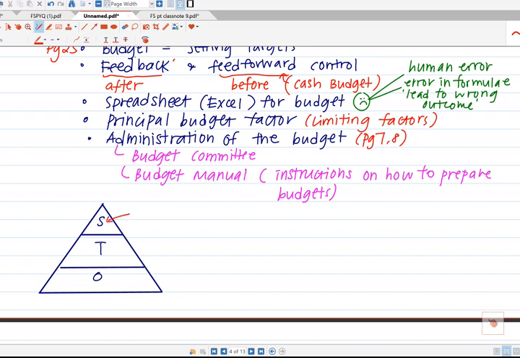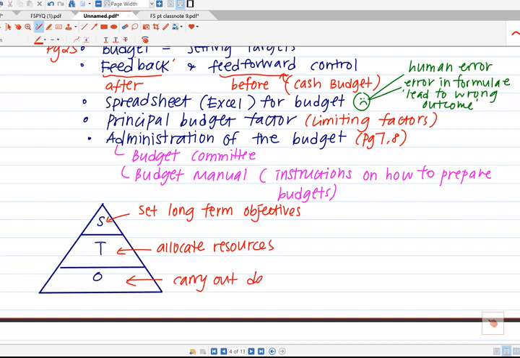What do you have for strategic level? What do they have to do? They have to set the long-term objective. And what happened to tactical? They will need to allocate the resources. Operational, they will have to carry out the daily routine tasks.